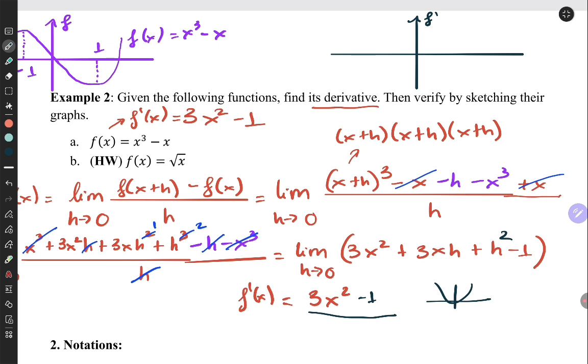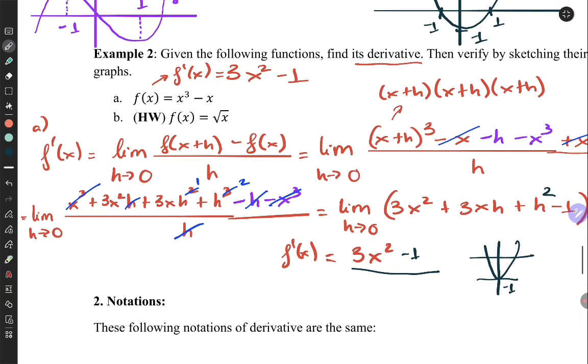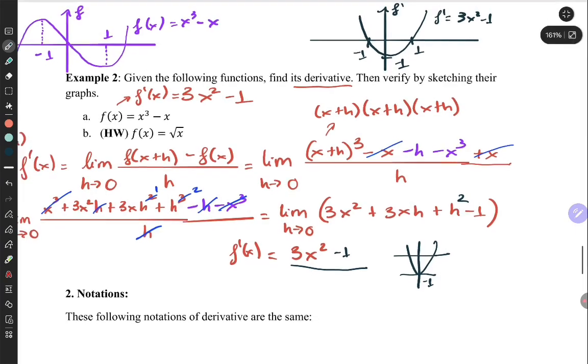Minus 1, function transformation. Shift down by 1 unit. So that would be your first one. The second, let's say f prime equals 3x squared minus 1. You can do that, and these two points are negative 1 and 1. Another way, right? Welcome to calculus. That's one part of calculus.